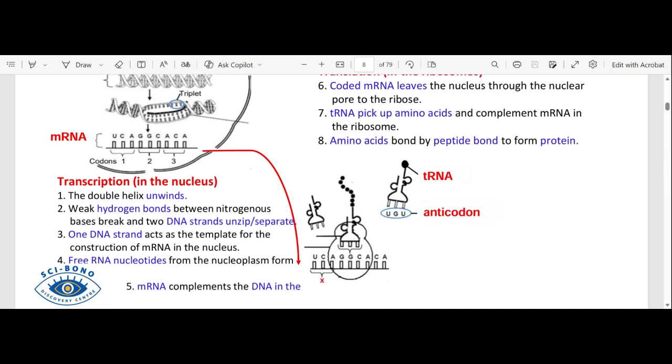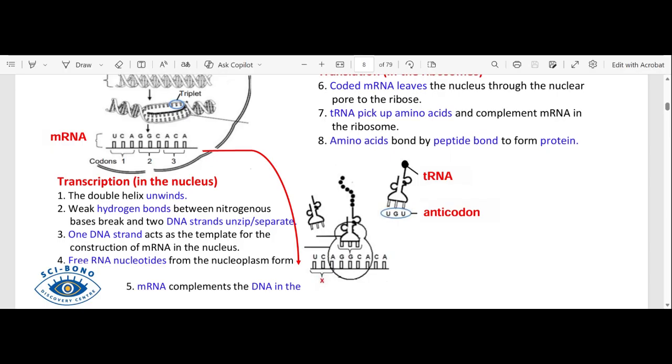It's similar to DNA replication, but don't confuse it. You'll see the difference. The first point in transcription says that the DNA double helix unwinds, and weak hydrogen bonds between nitrogenous bases break, and the two DNA strands unzip or separate.